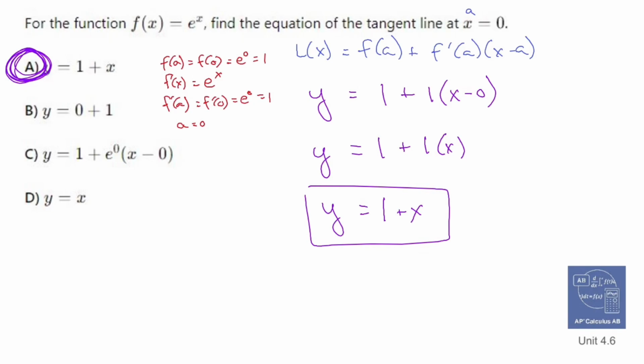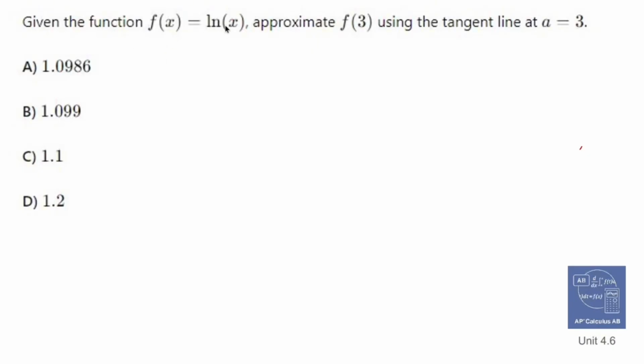Given the function f of x equals ln of x, approximate f of 3 using the tangent line at a equals 3. Well, we're going to do this using the linearization method. The linearization method says L of x equals f of a plus f prime of a times x minus a. All right, so let's see what we can find out. F of a is going to be f of 3.